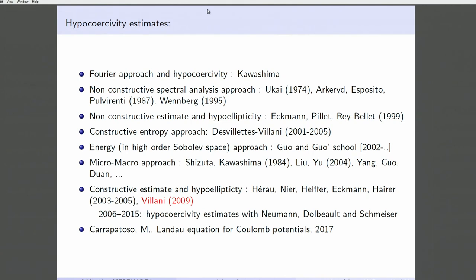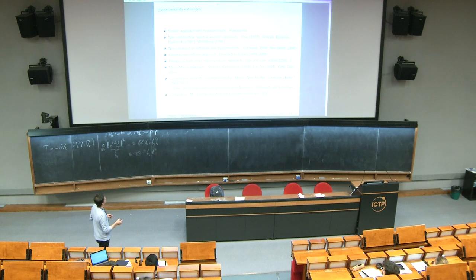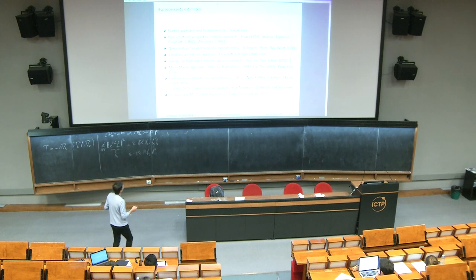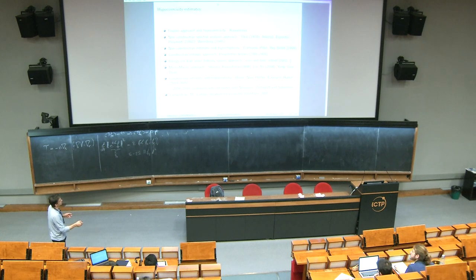So in fact, there are many works on this. In the 80s, for instance, there is work by Kawashima, Suzuki. And in fact, the term hypocoercivity appears in 2000. It's introduced by Villani. And what I want to show you, in fact, is that there are many approaches: the energy estimate by Guo, the micro-macro approach by the Japanese, Chinese, and American school.